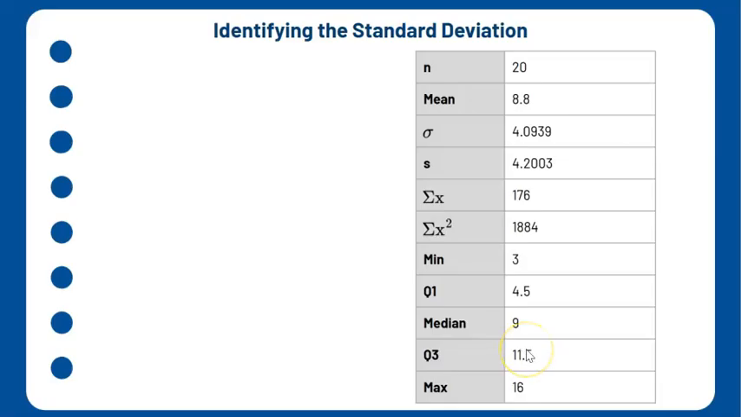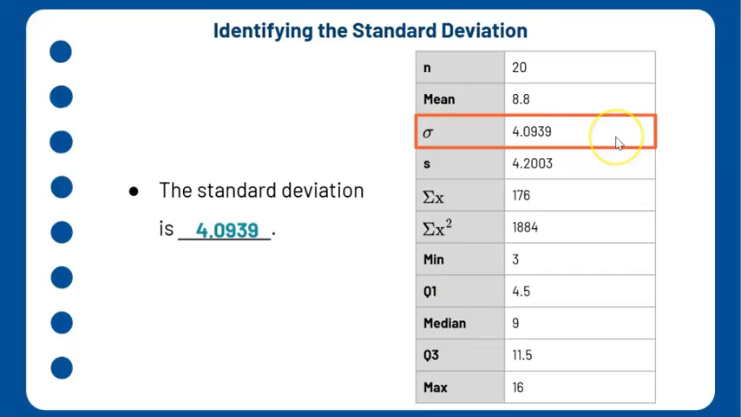The table generated by GeoGebra provides many statistics. In Lesson 9, we discussed the significance of n and sigma x. This time, we want to identify the standard deviation of a dataset. The third row refers to the standard deviation of a dataset. The standard deviation is 4.0939. In future lessons, we'll learn how to interpret the standard deviation in context.